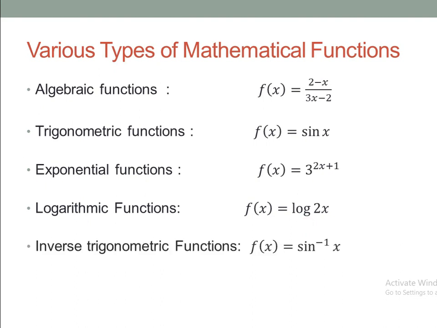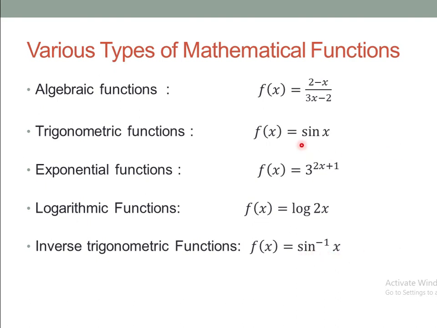Inverse trigonometric function. Inverse trigonometric function is a kind of function which acts inverse of trigonometric function. Like if I ask you what is the value of sine 30 degree, you will reply that sine 30 degree is equal to half or 0.5. And if you ask what is sine inverse half, I will say sine inverse half is equal to 30 degree.